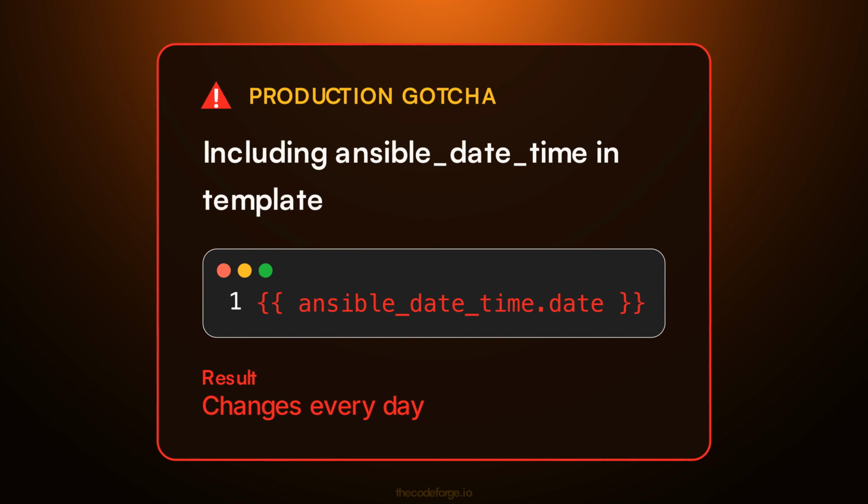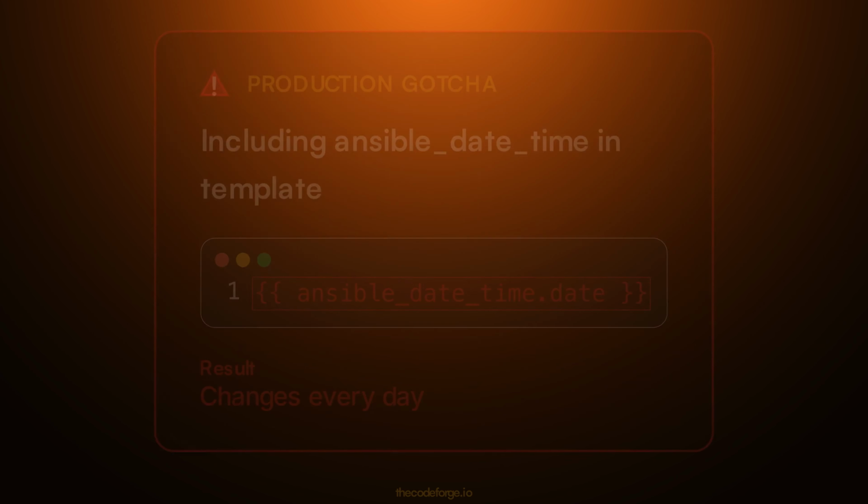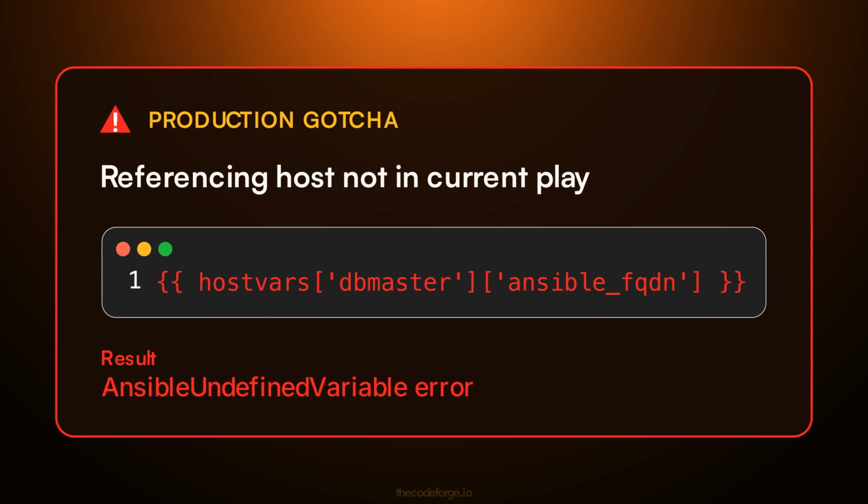Using ansible_date_time.date or similar dynamic values causes the template to change every run. Replace with a static version string from a variable or use a fixed date format. If dbmaster is not in the current play, its facts are not gathered. The fix is to add a play at the start: hosts: dbmaster, tasks: setup, or use delegate_facts to gather facts explicitly.